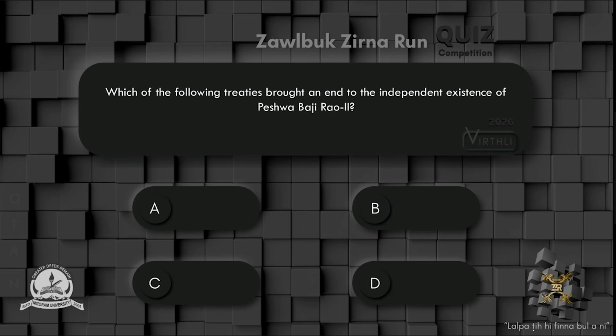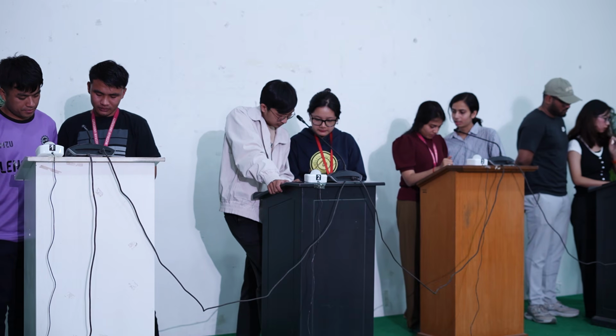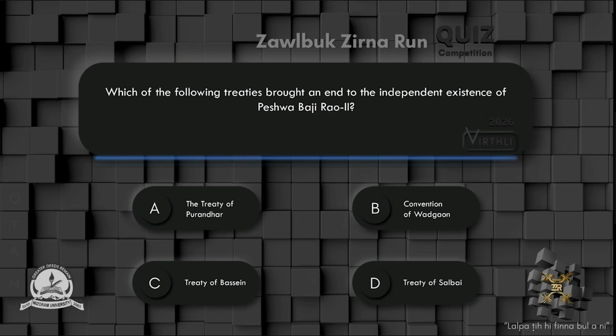Okay, the last question for table 2. This is your question. Which of the following treaties brought an end to the independent existence of Peshwa Baji Rao II? And your options are A. The Treaty of Purandar, B. Convention of Wadgaon, and C. Treaty of Bassein, and D. Treaty of Salbai. And your time starts now. A. Treaty of Purandar. Their answer is option A, the Treaty of Purandar. Sorry. The correct answer is option C, the Treaty of Bassein.